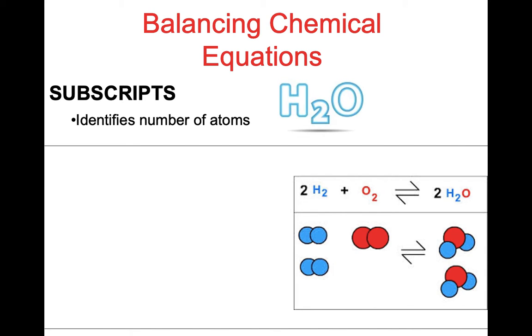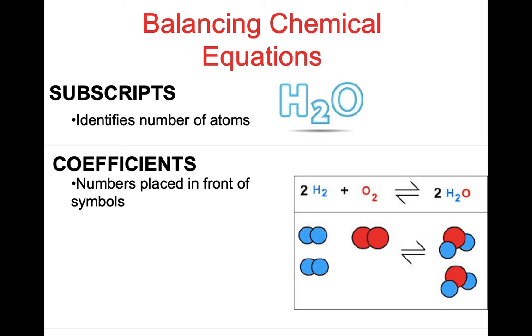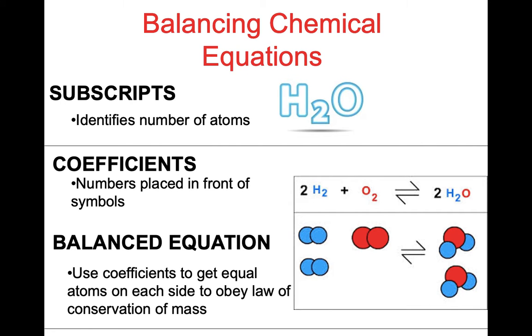Okay, so what we're looking at are the subscripts first. So in this formula, we have 2 hydrogens and 1 oxygen. We're going to use coefficients, which are those big numbers placed in front of them. You can see a 2 in front of the hydrogen and a 2 in front of the water, and that's going to balance it out. And look at the picture. That 2 in front of the hydrogen now gives us 4 hydrogen on the left side. We have 2 oxygens on the left side. The 2 in front of the water gives us a total of 4 hydrogens on the right side and 2 oxygens on the right side. So our number of atoms on the reactant side equals the number of atoms on the product side. And our goal is to use that law of conservation of mass and our coefficients to have a balanced chemical equation.